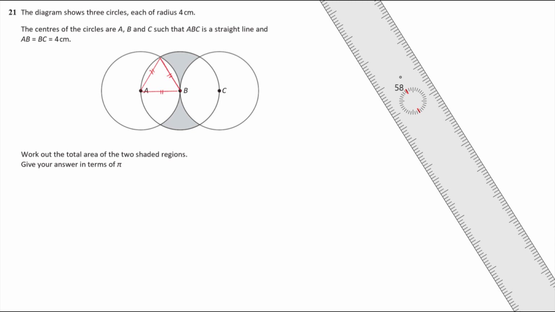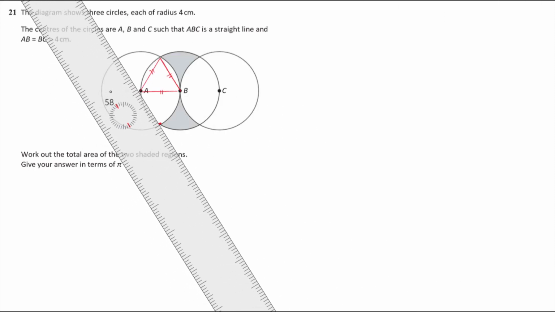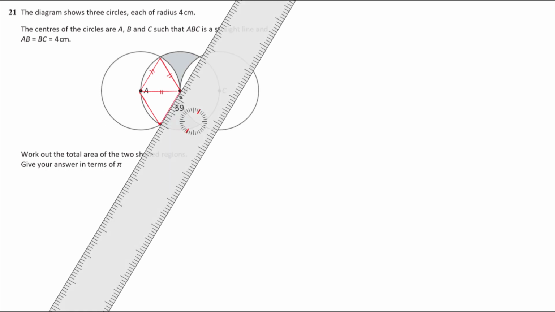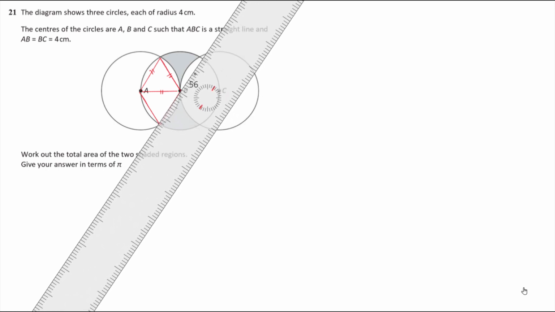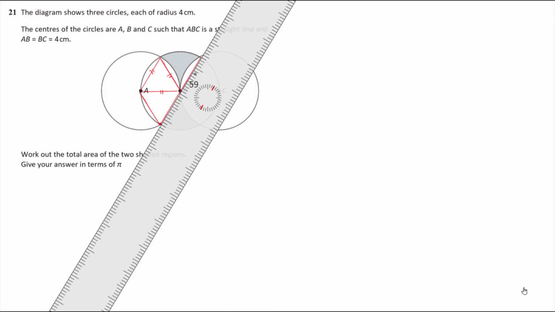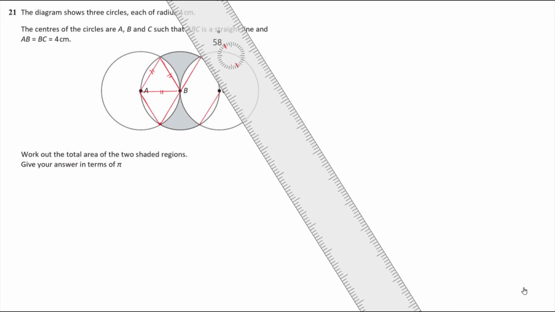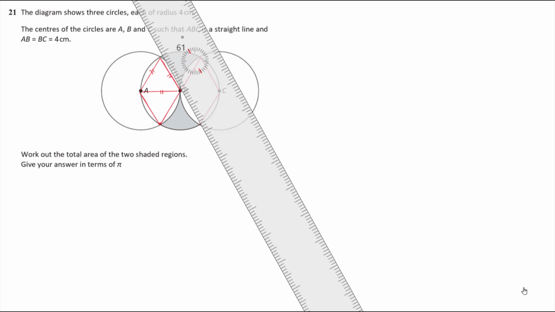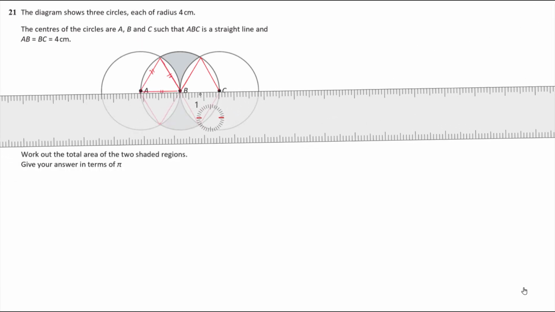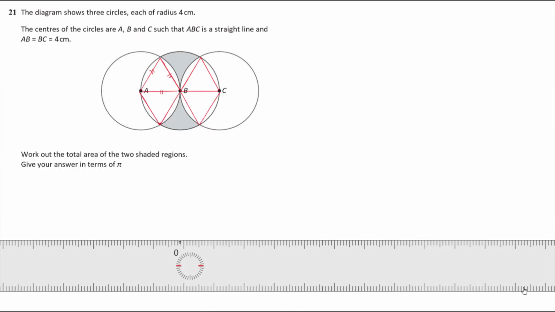I could do the same thing down here as well. If I put another point down here, I could make another equilateral triangle down here. Now I could do the same over on the other side. I could make two other equilateral triangles over here as well. Draw those in quickly. Okay, so I've got 1, 2, 3, 4 equilateral triangles.